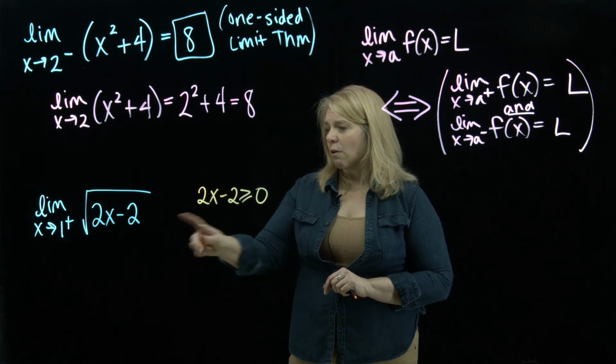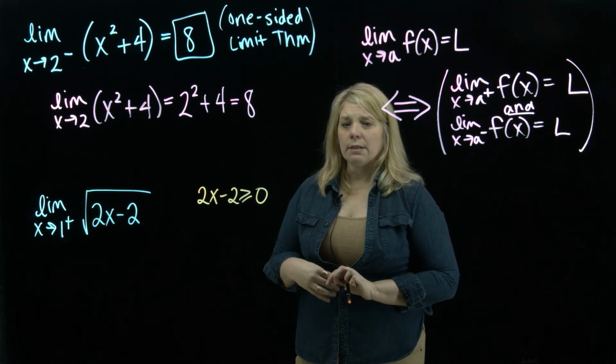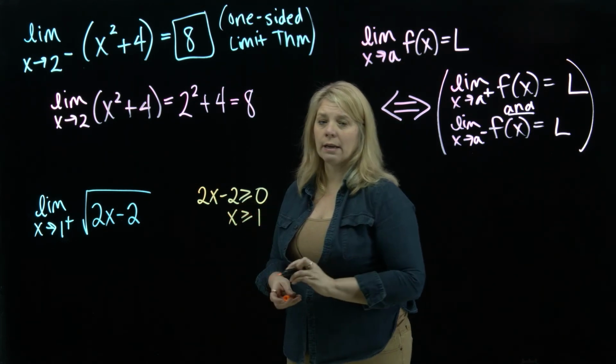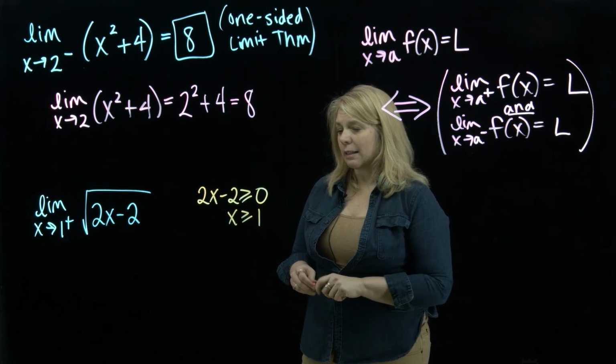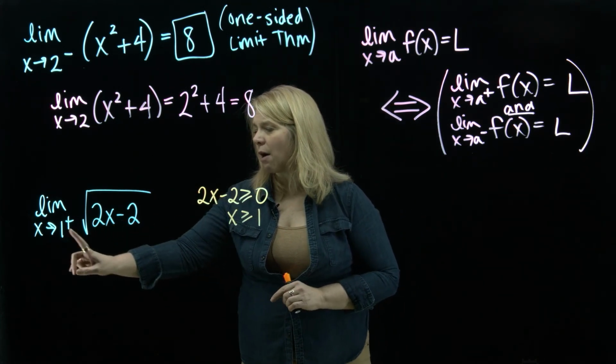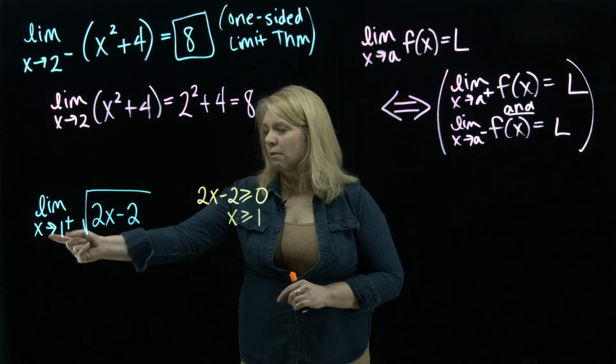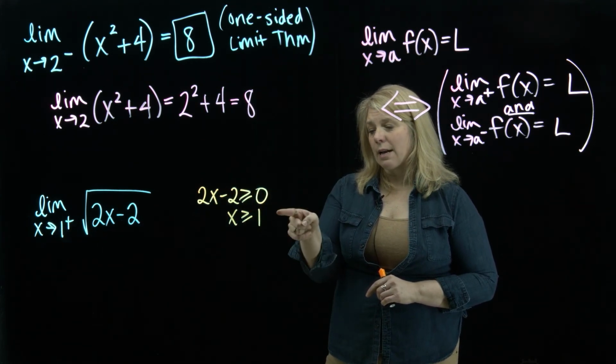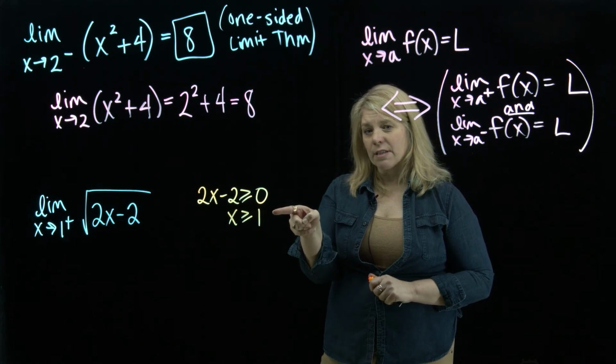So if I write that inequality, 2x minus 2 greater than or equal to 0, and then solve for x, I get x greater than or equal to 1. All right, so this one-sided limit is asking us about what is happening to this function when x is a little bit bigger than 1. And so that's OK, because that is actually in the domain of this function.